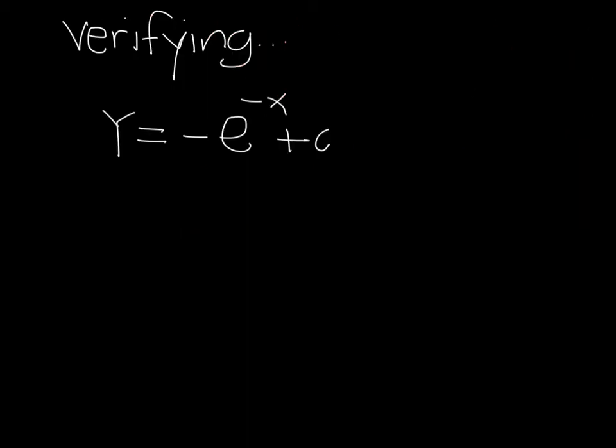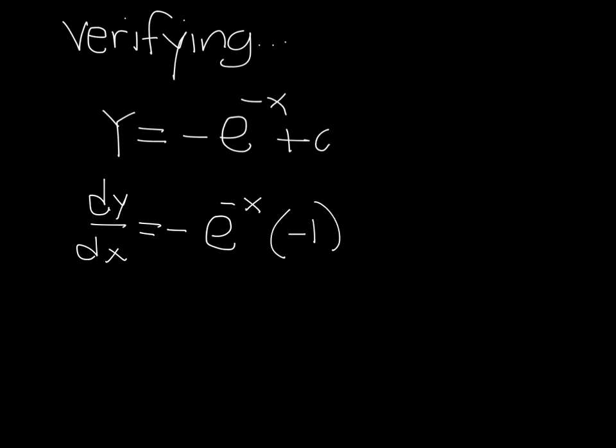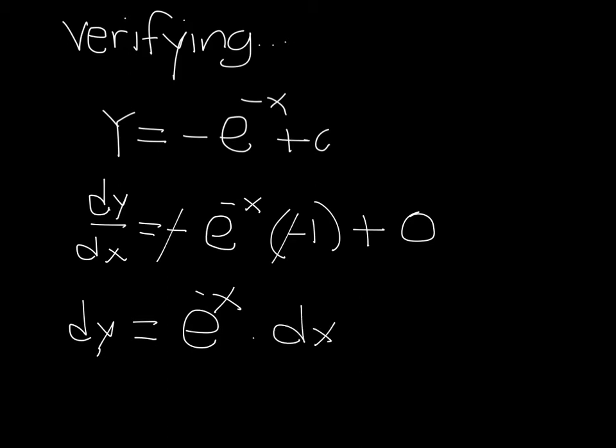Let's do the verifying. If the function is negative e to the negative x, the derivative of the function will be the constant, which is negative 1, times the derivative of e to the negative x, which is e to the negative x, times negative 1, which is the derivative of the exponent, plus the derivative of a constant, which is 0. So multiplying, negative times negative is positive, so this will be e to the negative x times dx, which is the first integrand that we have at the beginning of the exercise.